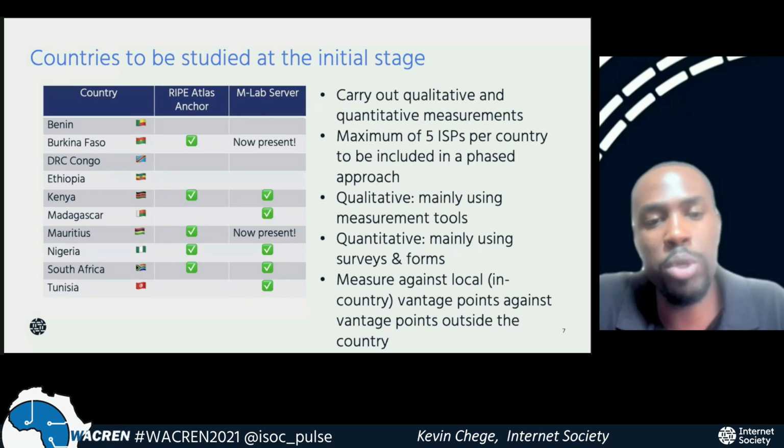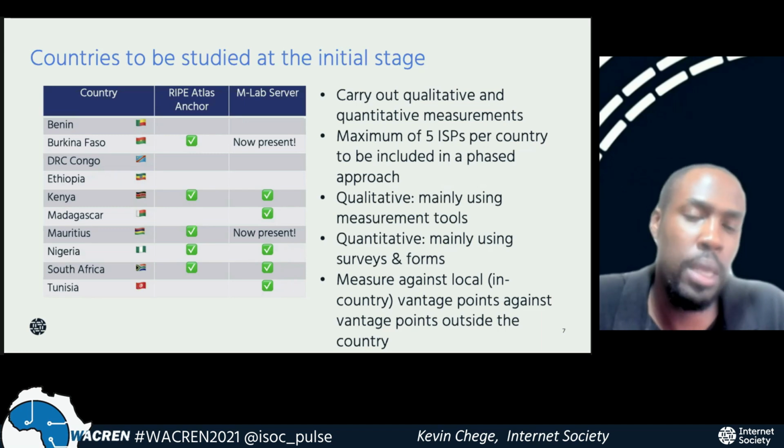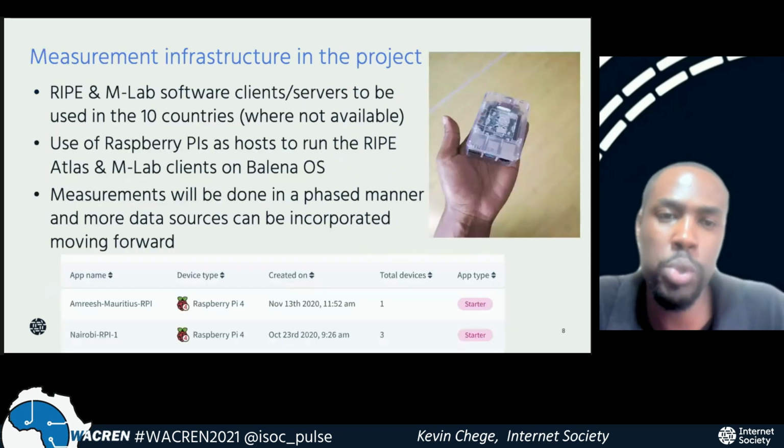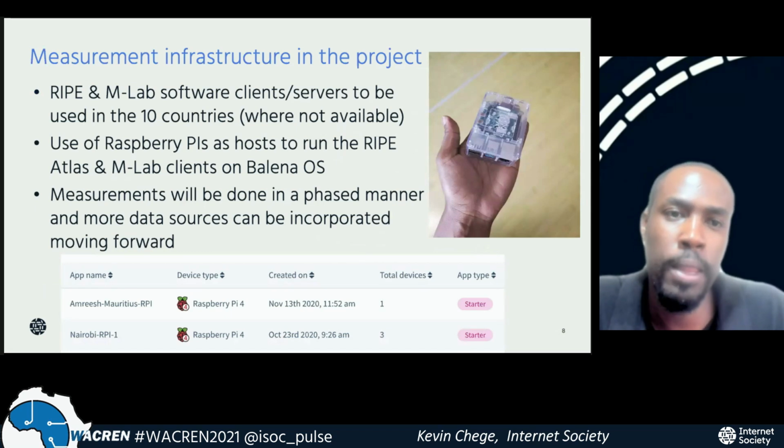So, for example, what we'd like to see is, in a country with several ISPs, how do they compare to each other? And then you can also carry out another measurement of how well your ISP is connected to a neighboring country. So you'll be able to see throughput speeds, round trip times, and other metrics that we're going to explain. Amreesh is going to explain in the next part of the presentation.